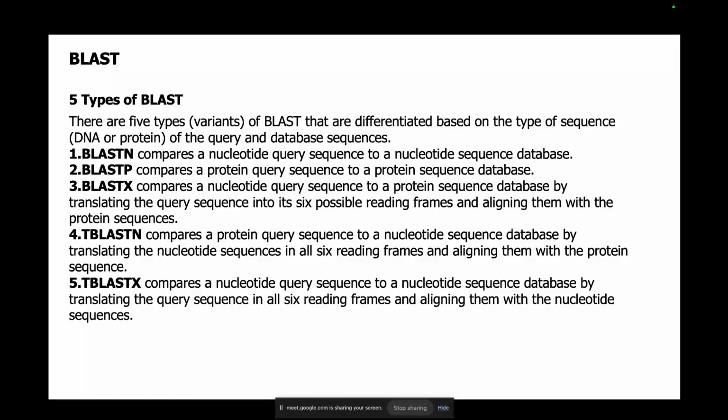So tBLASTn will compare a protein query sequence to a nucleotide sequence database. tBLASTx will compare a nucleotide query sequence to a nucleotide sequence in the database as well. So a lot of different combinations are possible, but mostly BLASTn and BLASTp are the most used. So you have a nucleotide query sequence and you search the database for which organism this nucleotide sequence came from, or you have a protein sequence and you want to find which protein this is most similar to across different organisms. So yeah, mostly these are the use cases.